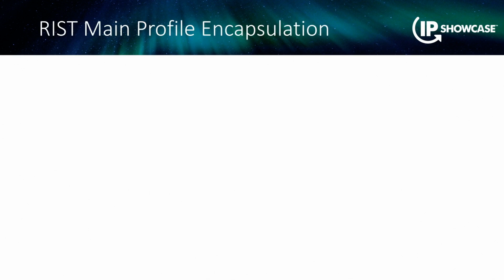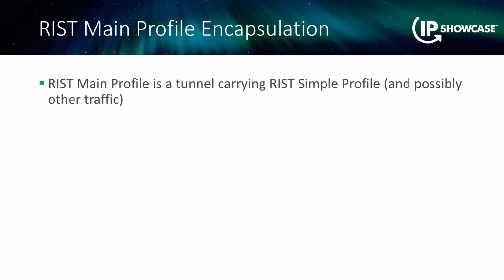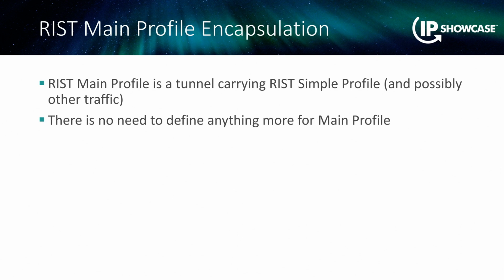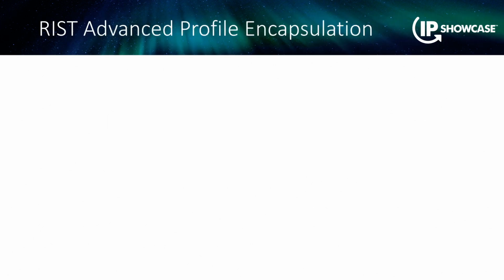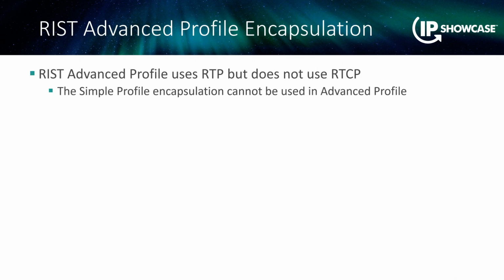Okay, that was simple profile. What do we do in main profile? That's very easy. Main profile is a tunnel carrying simple profiles, so there's no need to define anything more in main profile. The main profile tunnel simply carries that same information we defined in simple profile. All right, so now what happens on RIST Advanced Profile? RIST Advanced Profile uses RTP but does not use RTCP. We wanted to keep it to a single port, so we can't use the same mechanism.